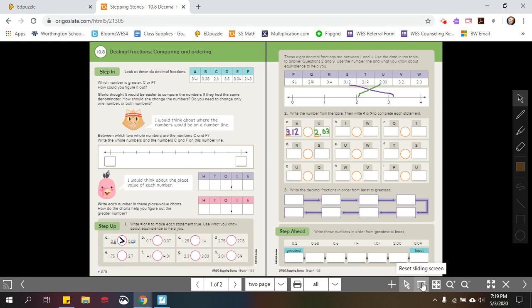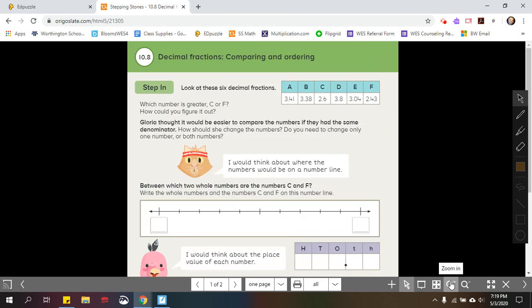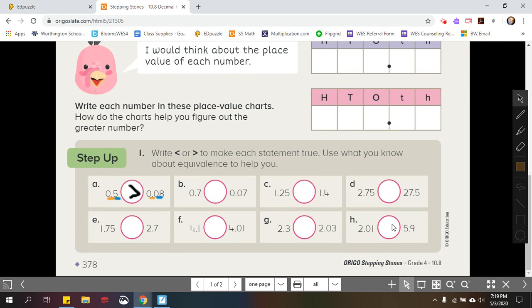All right. And if you have not turned to page 378 and 379 yet, please do so now. We're going to be looking at page 378 to start, down at the bottom. This is one of the first things you have to do today, step up number 1. It says write less than or greater than to make each statement true. Use what you know about equivalence to help you. So use what we've talked about to help you.